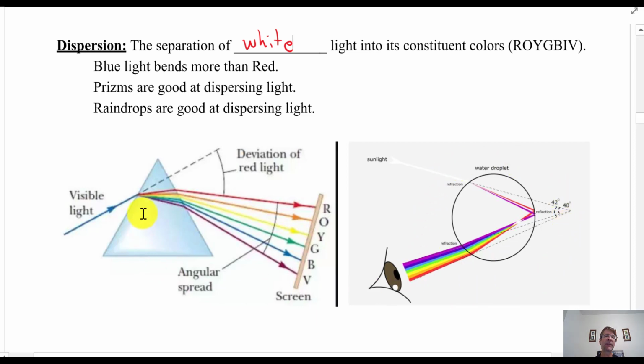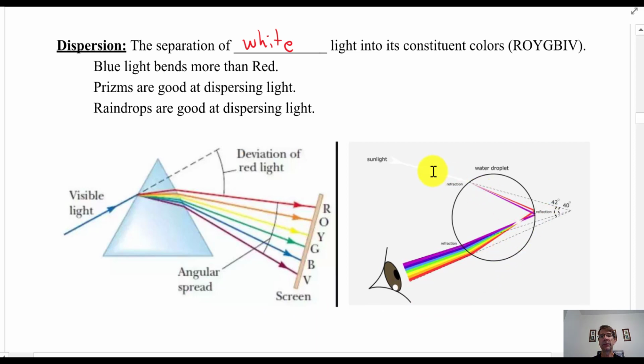But prisms, because of the geometry of these things, when the light goes in, it starts to separate. It separates a little bit while it's inside the prism, and then when it comes back out, because of the angles involved, it separates even more. So you get this dispersion, the official name for the separation of white light into its constituent colors. And raindrops sort of do this. Well, they do the same thing.